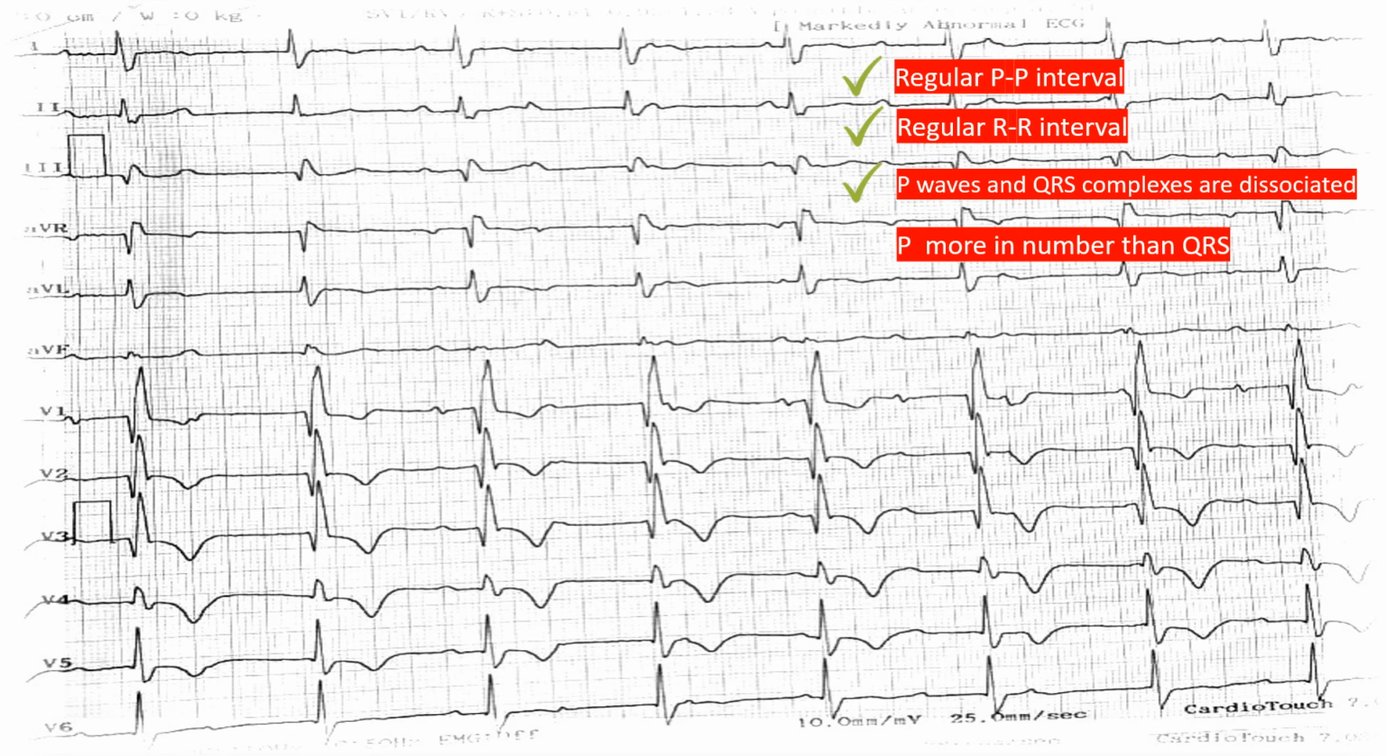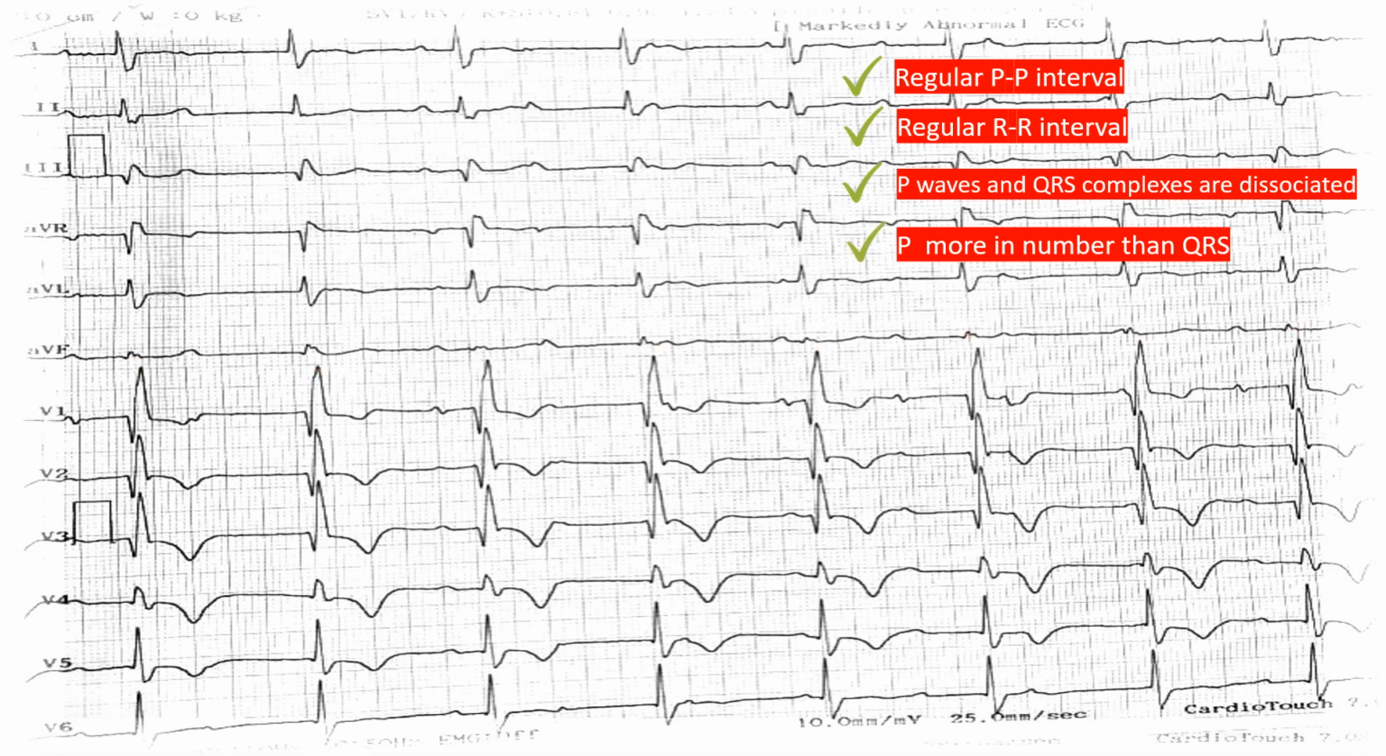Now the P waves are more in number than the QRS complexes, and these are being marked by these dotted circles. The purple ones are the P waves and the yellow ones are the QRS complexes. So obviously these P waves are more than the QRS complexes, as seen by these dots.